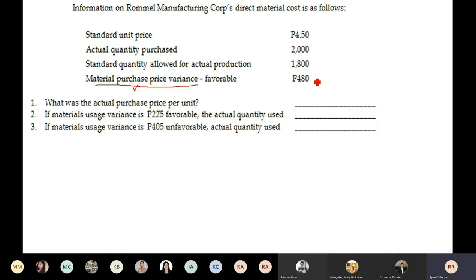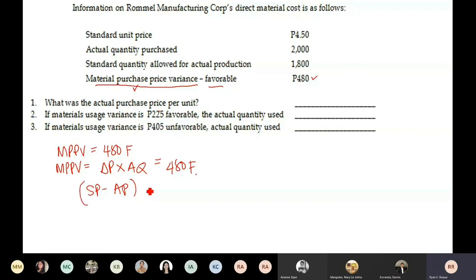Okay, so actual purchase price ang tinatanong. Mukhang nililito ka naman talaga dito sa isa na to. Kasi purchase price yung nandito. Okay, so MPPV is equal to 480. Sabi rito, favorable. Okay? Kung favorable, ibig sabihin, the actual price is less than the standard price. Kaya naman, ang MPPV, ang formula mo dyan ay difference in price times the actual quantity purchased. Ngayon, ang formula natin is 480 favorable. Para mawala na yung F na yan, dapat SP minus AP times the actual quantity is equal to 480. Para sure tayo na positive yung lalabas.